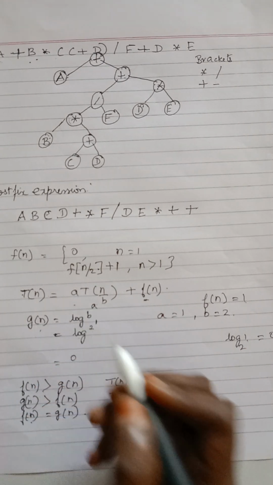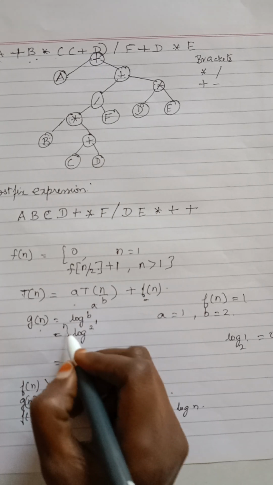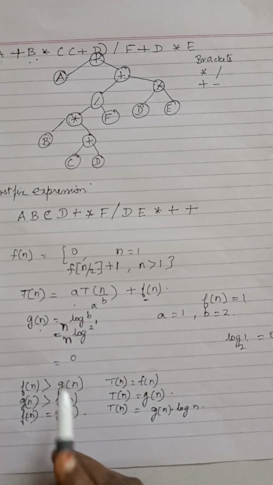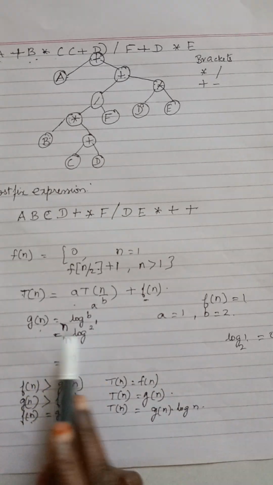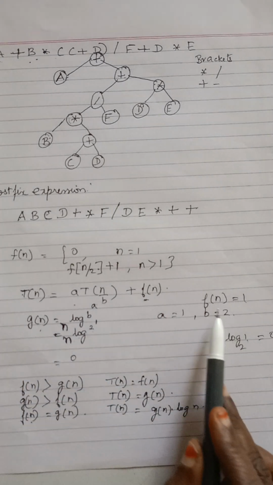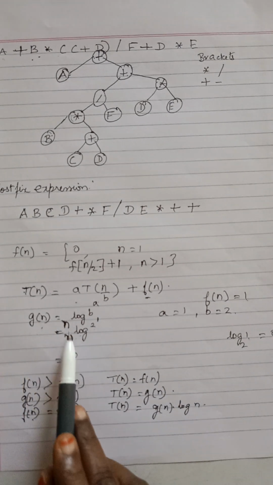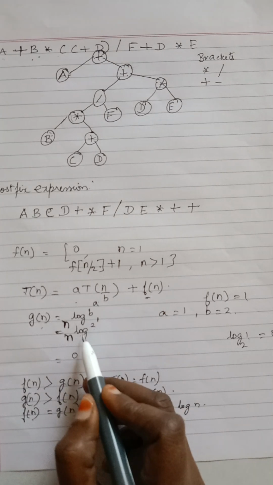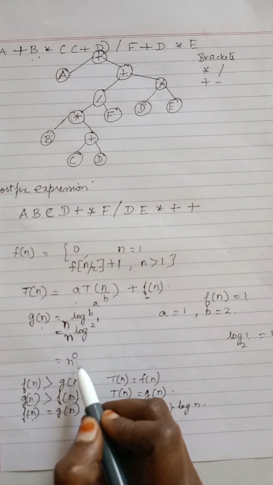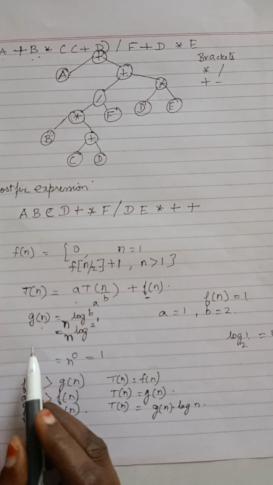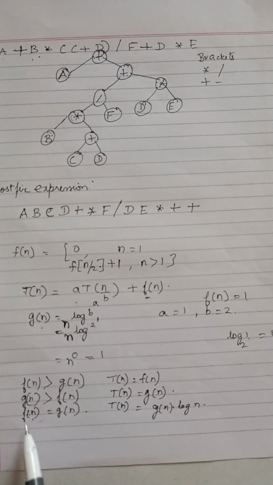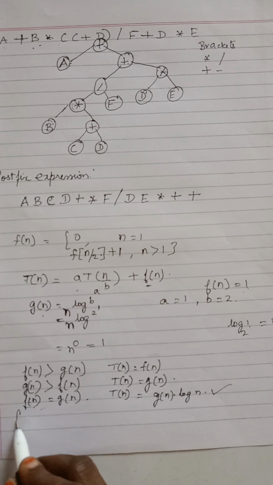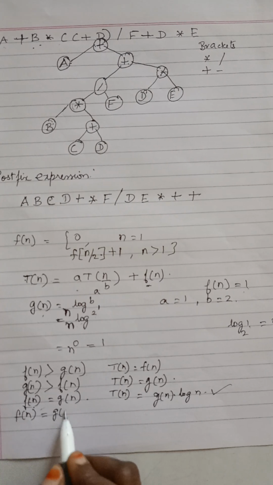So g of n is n to the power log base b of a. You have to write the f of n, then you have to write the g of n. The value of g of n is n to the power log b a. So here you find that log 1 is 0, so n power 0 is equal to 1. So we find that this third condition will apply here, because f of n and g of n are the same. F of n is equal to g of n.